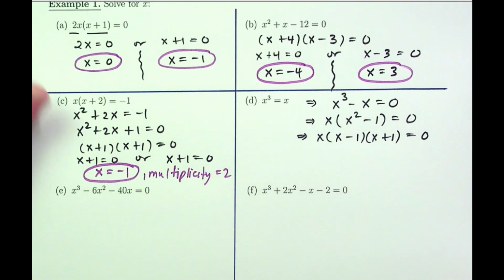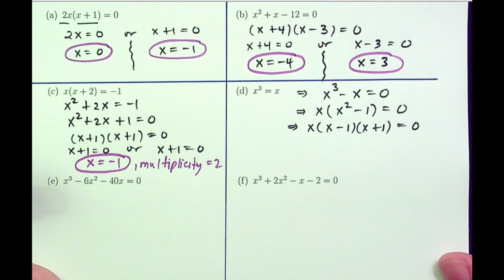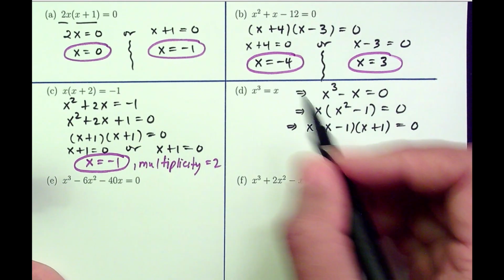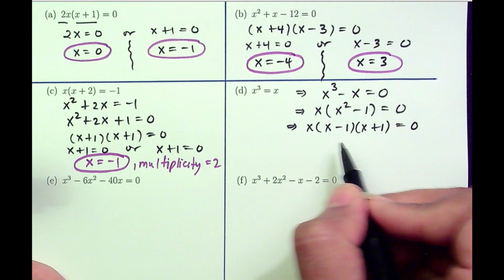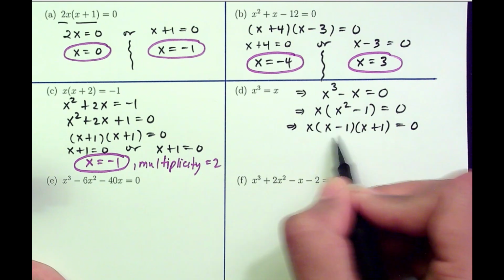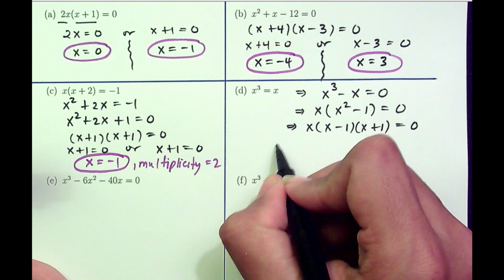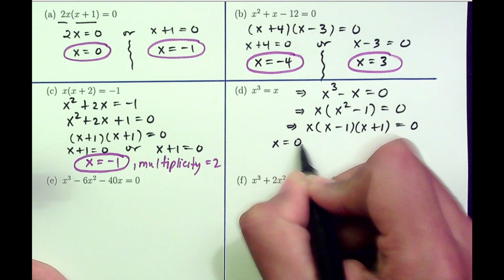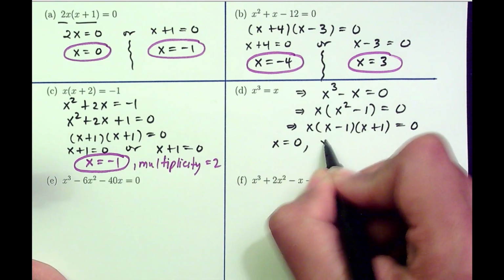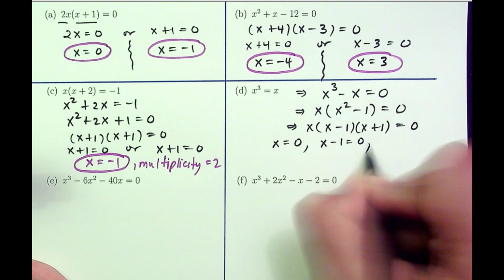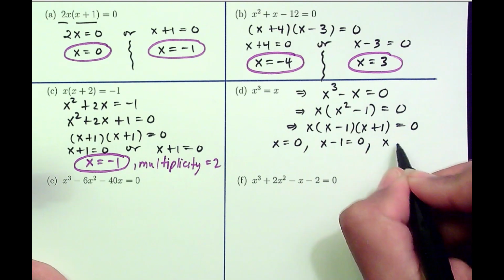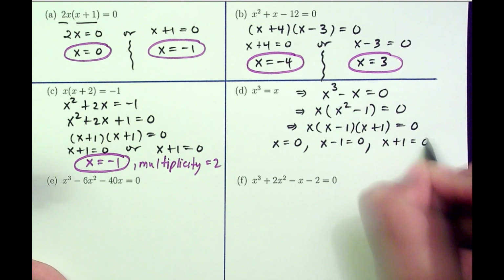And then, once you have factored as much as possible, you're going to take each of the factors and set them equal to 0. There's 3 factors here. There's 3 things we multiplied: x, x minus 1, and x plus 1. So each of them, set them equal to 0. The first one, x equals 0. The second one would be x minus 1, set it equal to 0. And then the third one, x plus 1, set it equal to 0.